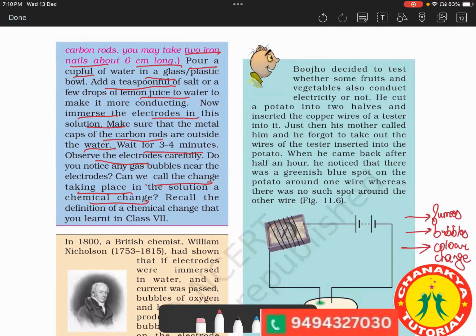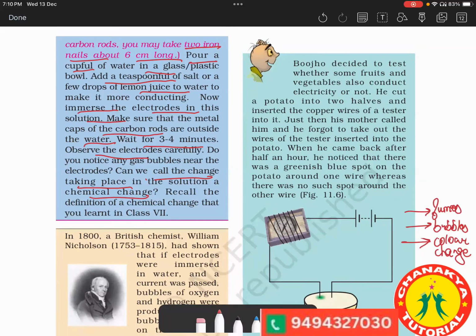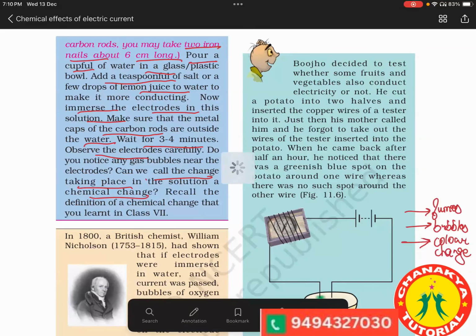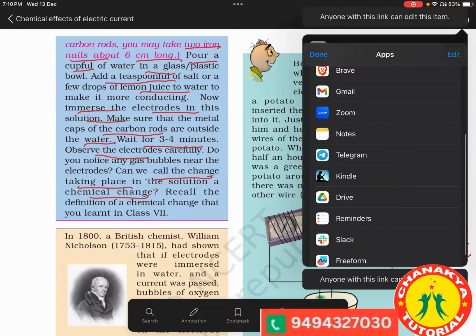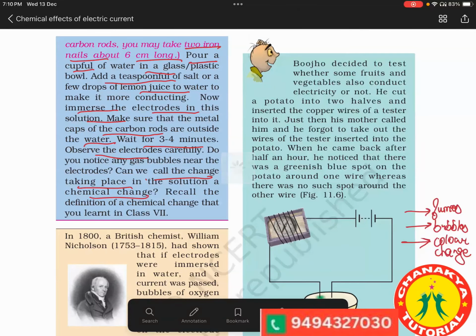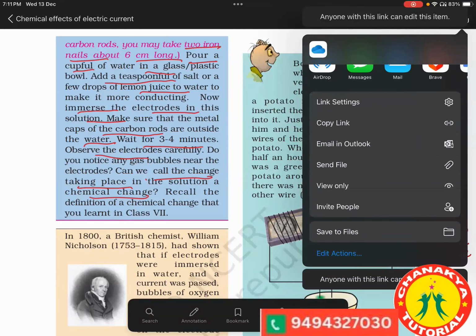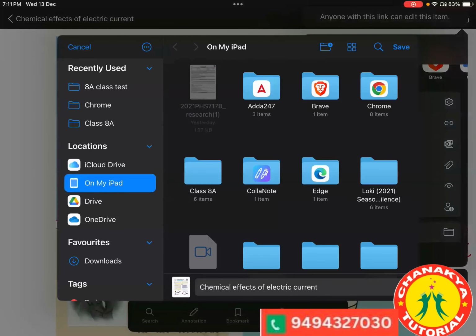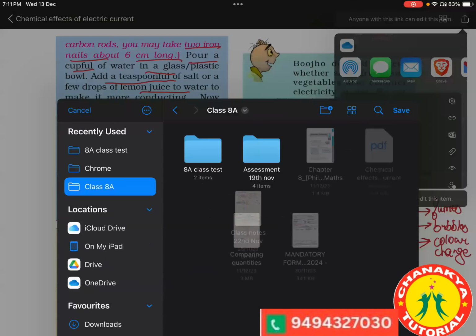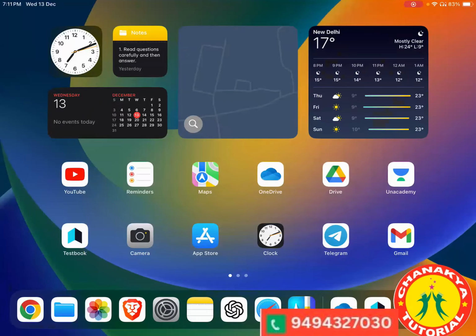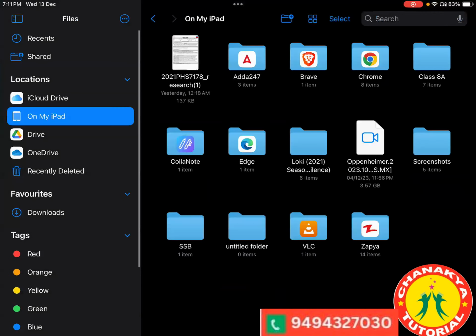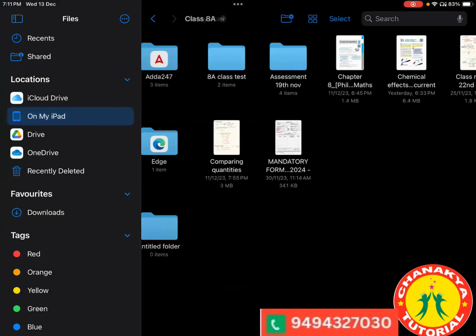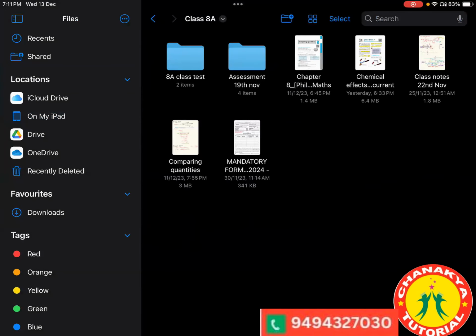Okay, pencil is working very bad. Let me put it another definition. Chemical effects.